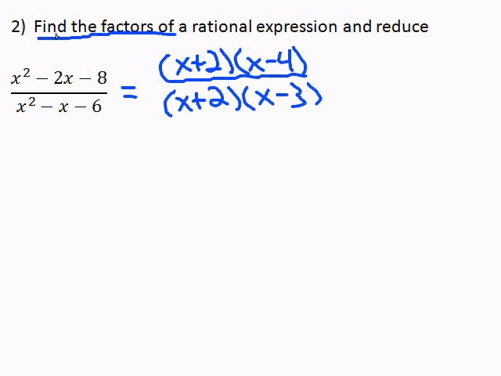Now, if we look at the instructions, they tell us to find the factors and then to reduce. Remembering what it means to reduce, we can just cancel out factors that are the same in the top and the bottom. We see that on top we have an x plus 2 in parentheses, and on the bottom we have an x plus 2 in parentheses. This leaves us with x minus 4 over x minus 3.